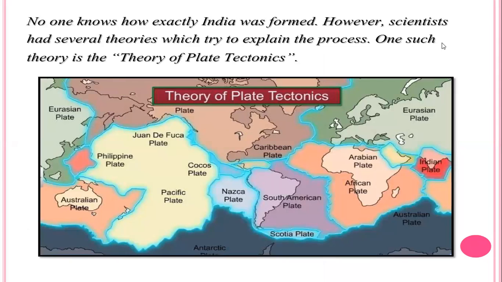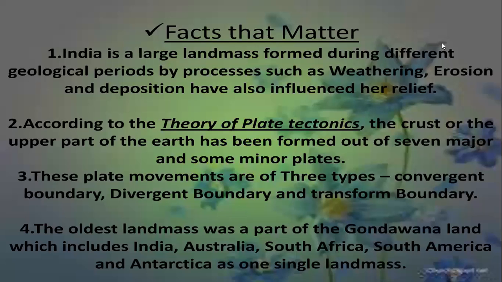No one knows how exactly India was formed. However, scientists had several theories which try to explain the process. One of these theories is the theory of plate tectonics. The theory of plate tectonics is that... okay, it means that these are the major facts.